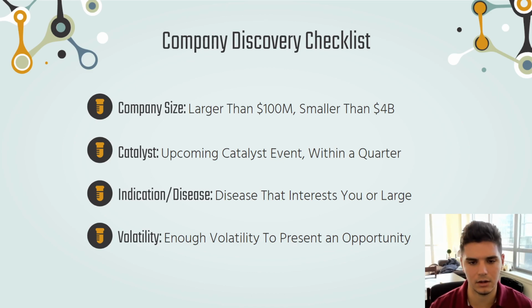Otherwise they get caught in what we call catalyst droughts, and they sort of move with the market and the other factors that affect the market besides the catalyst event, which is what we're looking to analyze here. In terms of indication and disease, you want to find either a disease that interests you because it will be more interesting to do this analysis, or something that you feel is a large market because that's just generally good for products overall. And then when we look at volatility, we want to have enough volatility to present an opportunity. So we don't want to spend all this time analyzing something that the market really isn't giving much value to anyways. We want there to be an opportunity there.